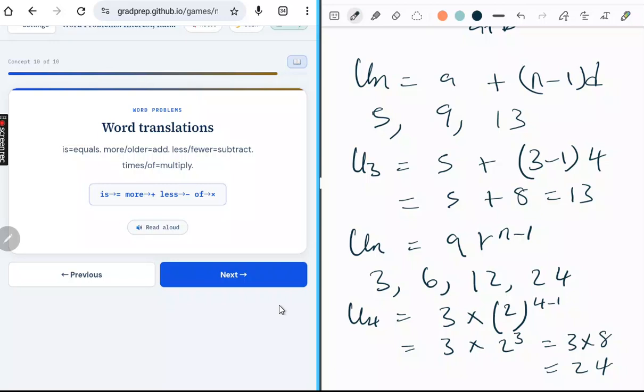In word translation, is means equals, of course. More or older is add. Less or fewer is to subtract. Both times and of mean multiply. 15% of 20 means 15% times 20, and so on and so forth.